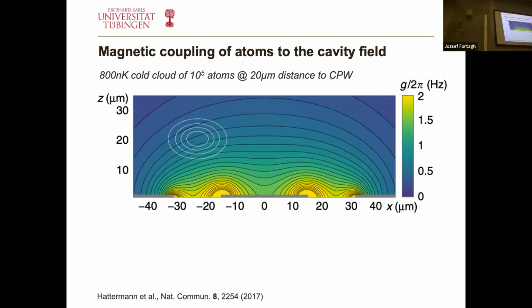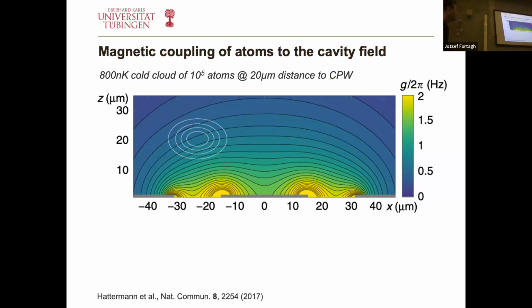Now, the first experiment I'm describing is with 100,000 atoms at about 20 microns above the chip surface. Here, the cross-section of the coplanar microwave cavity: in the center, the center conductor, and to the two sides, the ground plates. The extension of the atomic cloud is illustrated by these lines.